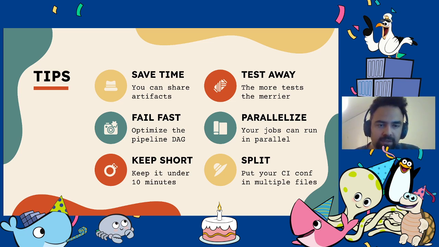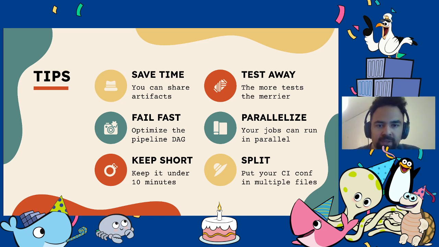Parallelize. Again with the directed acyclic graphs that you have in GitLab CI, you can parallelize your jobs. The jobs that don't depend on each other can run in parallel to make your pipeline faster. And you would want to keep the whole pipeline's runtime under 10 minutes, because if it's more than that, it's too long. You miss one semicolon, or I don't know, one tiny bit, and then you have to wait for half an hour to fail and try again.